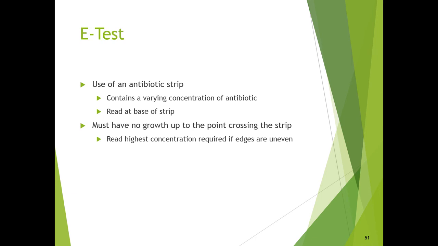The E-test is an interesting kind of twist on disc diffusion. Instead of inoculating a plate with an antibiotic disc, you use a strip that has the antibiotic on it. And instead of having a certain concentration of antibiotic like the discs, you have an increasing concentration of the antibiotic. So it has varying dilutions of the antibiotic. And what you want to do is read where the growth touches the strip.